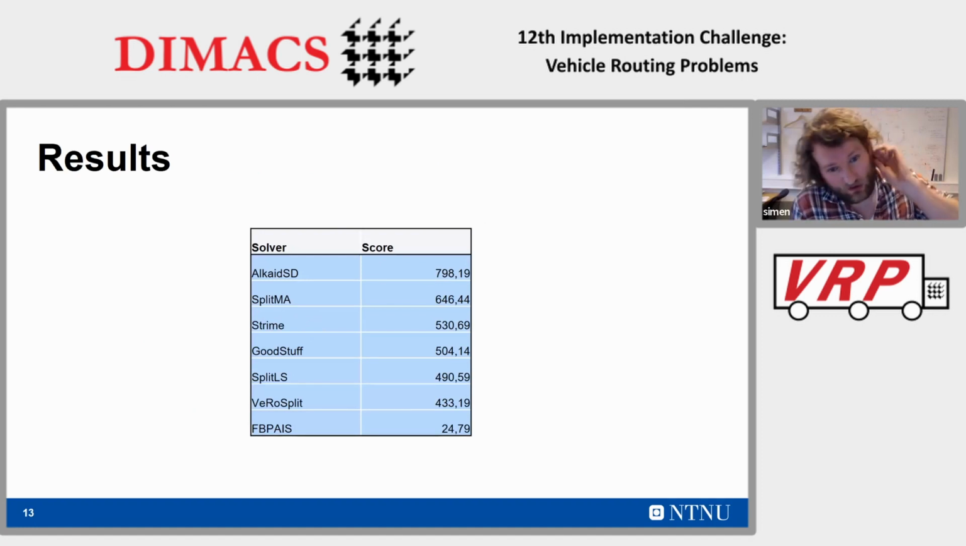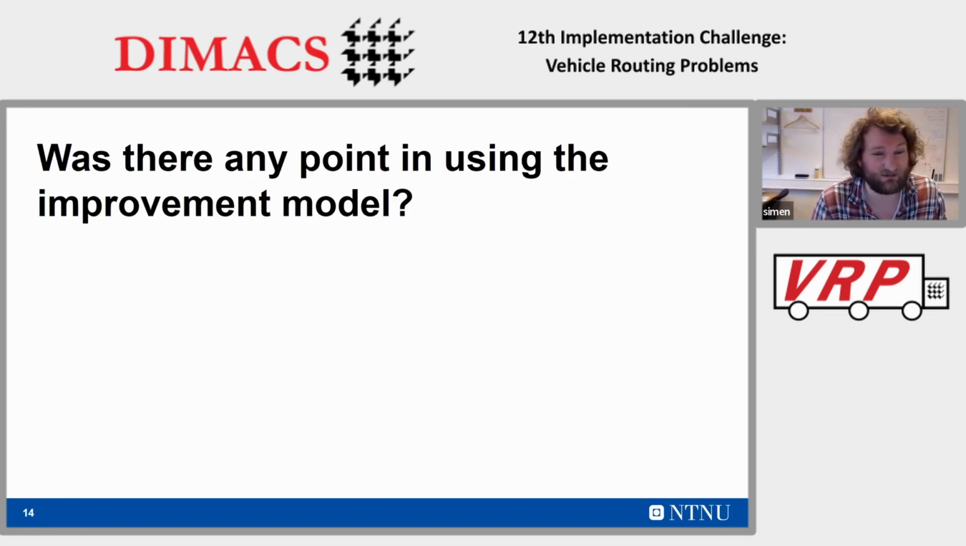So let's go to the results. Yeah, we came in 4th place, which we are pretty happy about. So a relevant question now: was there any point in using this improvement model, or did it actually improve the solutions from our construction algorithm?